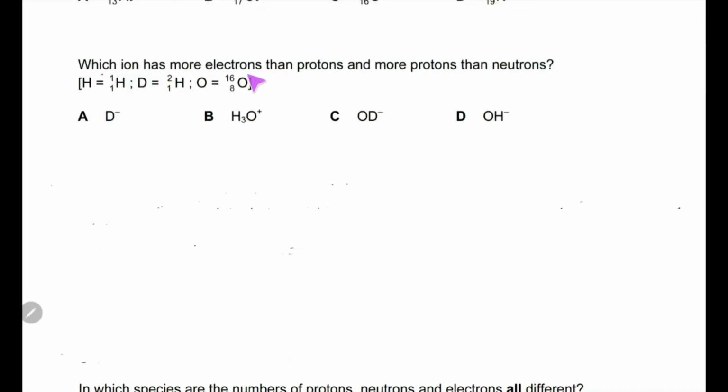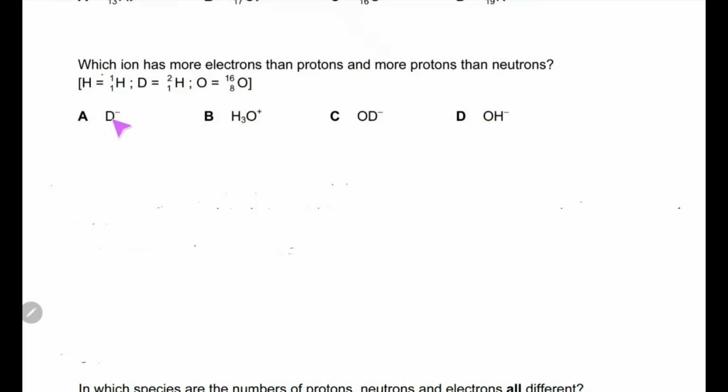Each ion has more electrons than protons and more protons than neutrons. Given here are hydrogen, atomic number 1 and mass number 1, deuterium, atomic number 1 and mass number 2, and oxygen, atomic number 8 and mass number, or nucleon number, of 16.